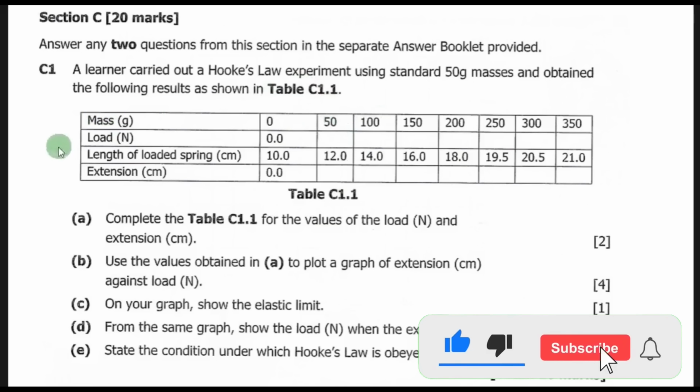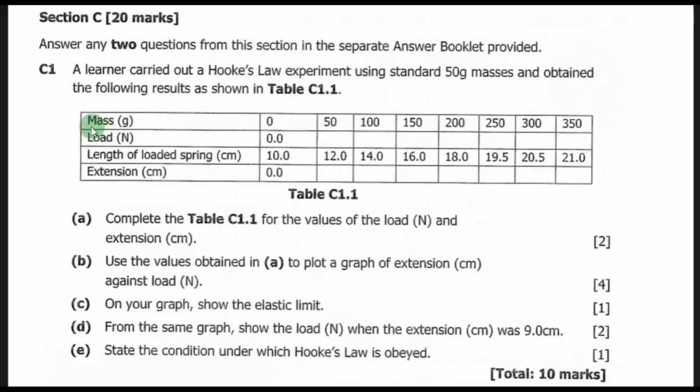C1.1. So this is the table having the values on Hooke's law. Here we have mass 0, 50, 100, 150, 200, 250, 300, 350. Load 0, here it's blank. Length of loaded spring in centimeter, here we have these values. Here extension 0, then here nothing. Then A says complete the table C1.1 for the values of the load in Newton and extension in centimeter.